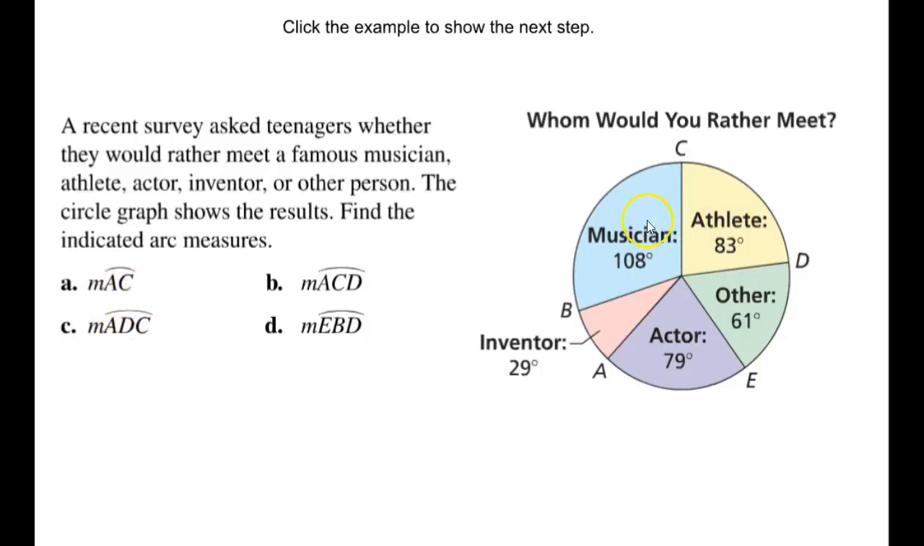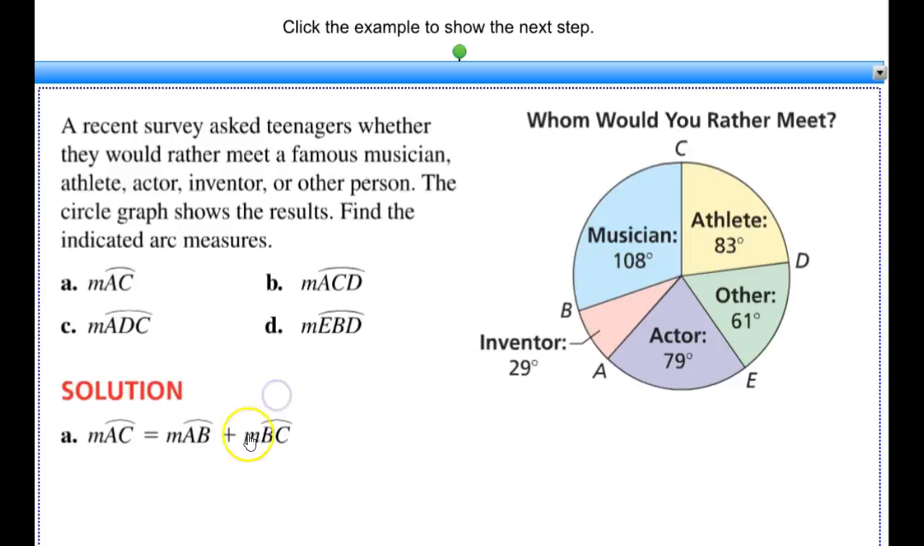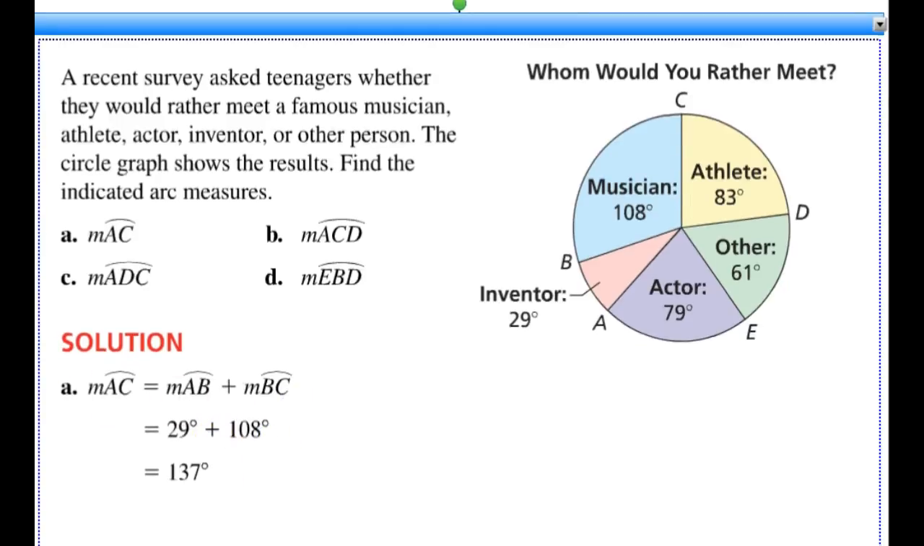First I'm looking for arc AC. Here we're going from A through B to C, and I know I'm going the shortest distance, so this is where I'm going. I see I'm adding the inventor and the musician, so I go ahead and write those out. I'm looking for AB plus BC, which is 29 plus 108, which gives me 137.